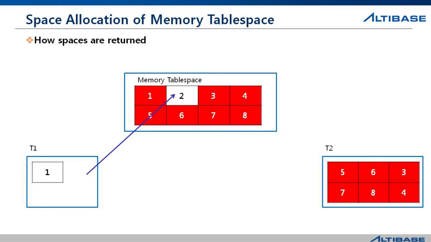Once the page is returned to the memory table space, page 2 from the memory table space is changed from used to free. If you want to return page 1 to the table space as well, then you can drop the T1 table and page 1, the default free page, will be returned to the table space. So we just looked at how spaces are returned in memory table space and how page status is changed in various situations.